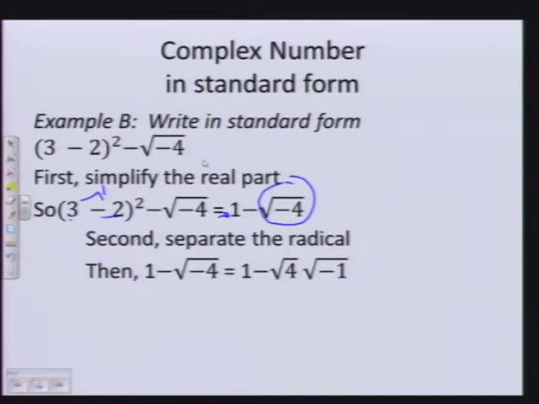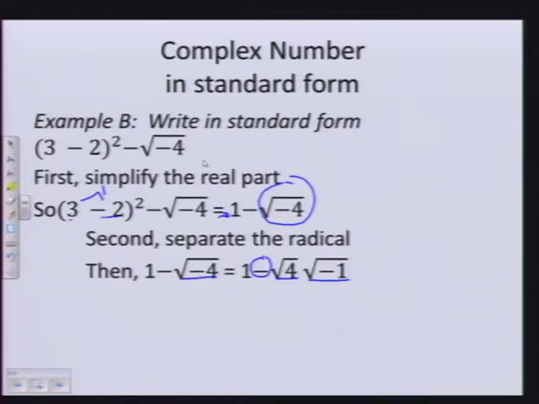Now, what do I mean by that? So I take the square root of -4 and rewrite it as the square root of 4 times the square root of -1. Now notice I do keep that negative sign in front of this. Okay, so that's important. So the negative is outside of that radical that has 4 underneath it.